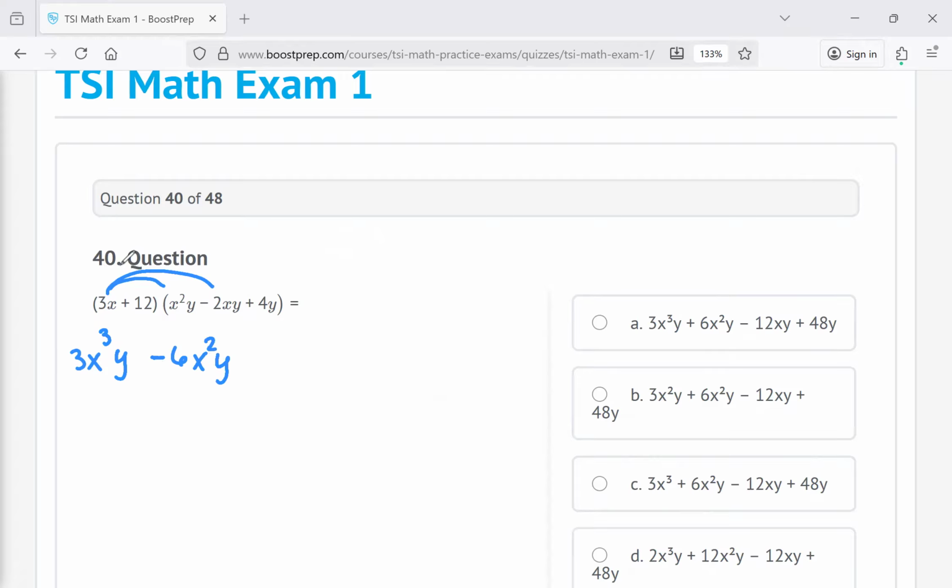squared y. And then what's 3x times 4y? That is going to be 12xy. Now do the same thing with 12. So 12 times x squared y is 12x squared y. And then what's 12 times negative 2xy? That is negative 24xy. And then 12 times 4y is 48y. So I think that is going to be 3x cubed y plus, it's not the first one.